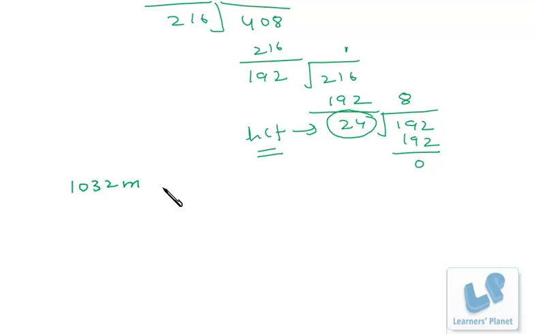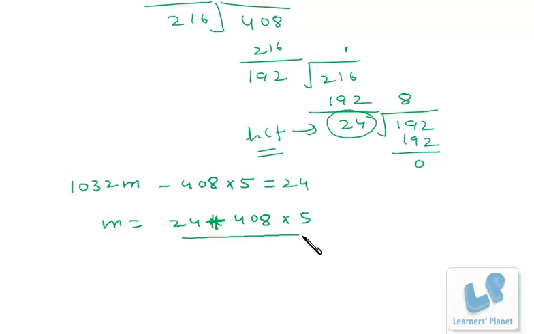1032m minus 408 into 5 is equal to 24. So let's calculate the value of m. M will be equal to 24 into 408, plus 408 into 5 divided by 1032, right? So it's 2064 by 1032, so it's 2, right? So we got the value of m as 2. I hope you are clear now with this pattern of question also.